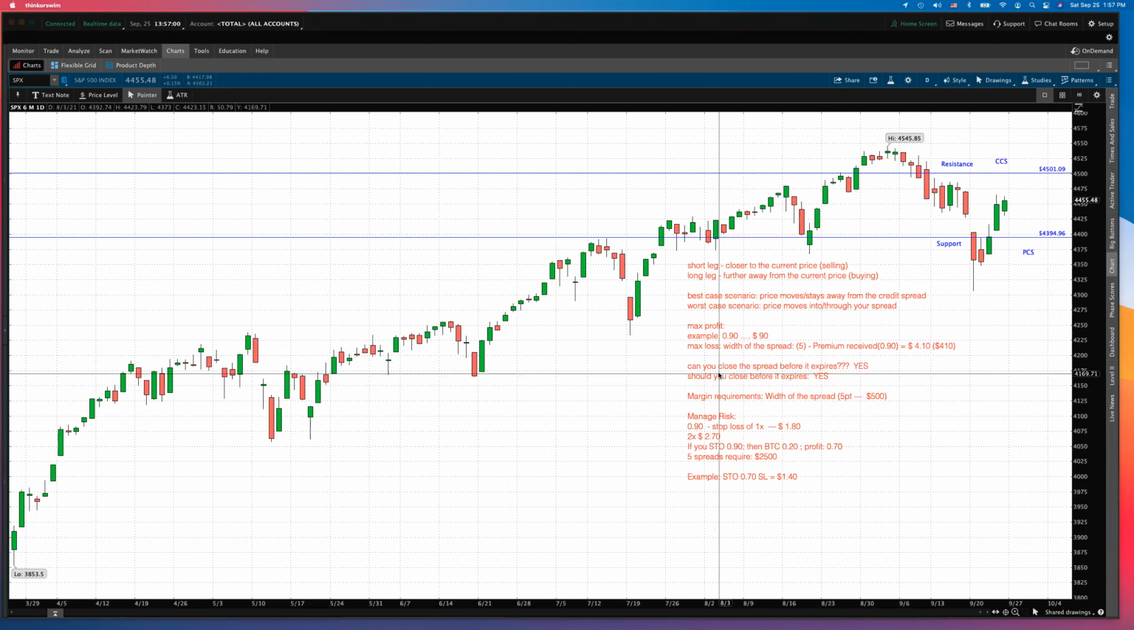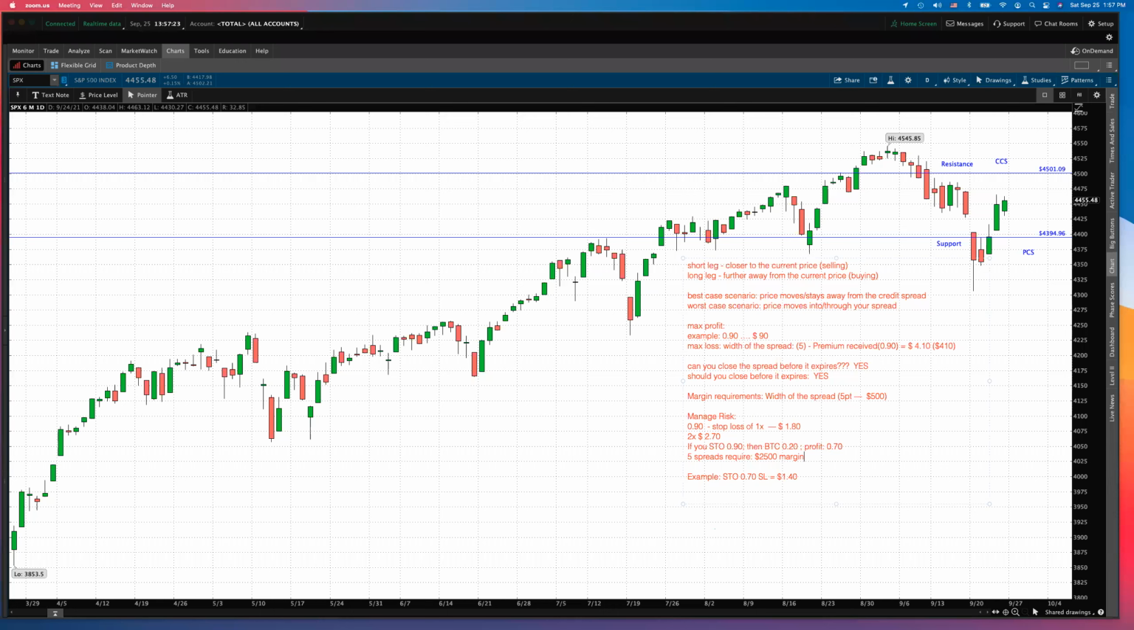Calculating, right. Say that one more time. So the bottom, where you have 5 spreads, requires $2,500. Yes, it's the spread, right? Which is 5 minus 0.90 cents, correct? No, no. The margin requirement.